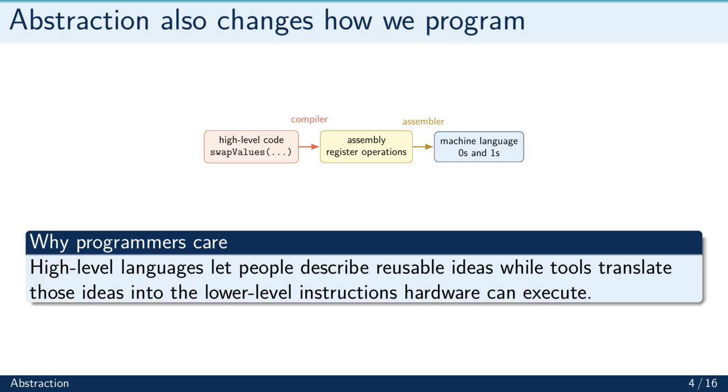Abstraction applies to instructions as well as data. A programmer may write a high-level function that expresses an operation in a form that is readable and reusable. A compiler translates that source into assembly language, which exposes more of the machine's operations. An assembler then translates the assembly instructions into binary machine language. Each step moves toward the level that the hardware can execute directly. The important point is that programmers normally do not need to write the binary themselves.